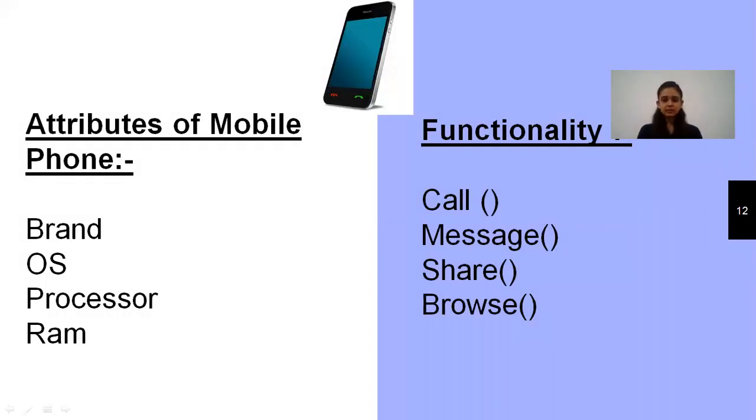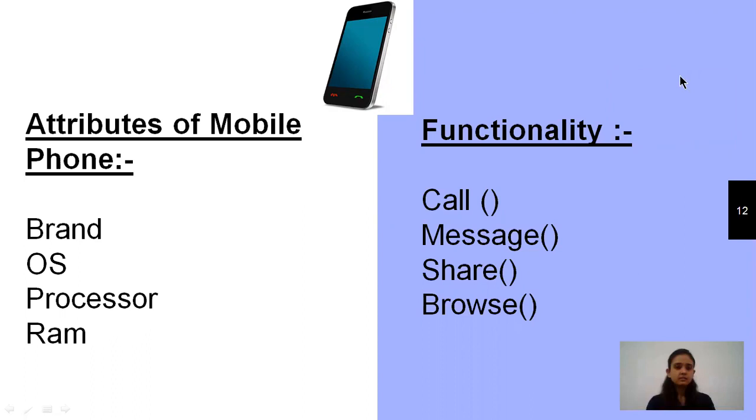So taking the example of the mobile phone as an object. Over here, you can see that the different attributes related to the mobile phone are: what is the brand of the phone, then what is the operating system of the phone, then what is the processor of the phone, and what is the RAM of the phone. So these will be the different attributes related to the mobile phone as an object.